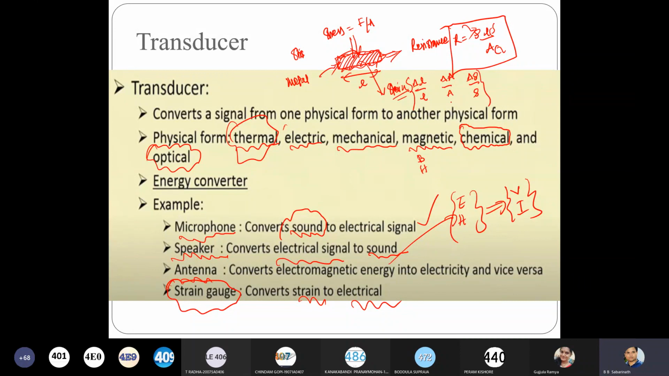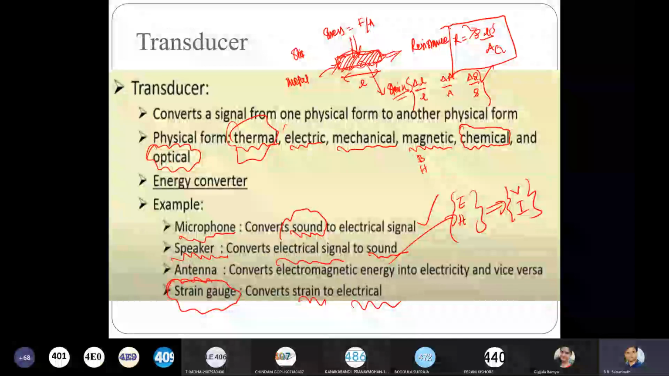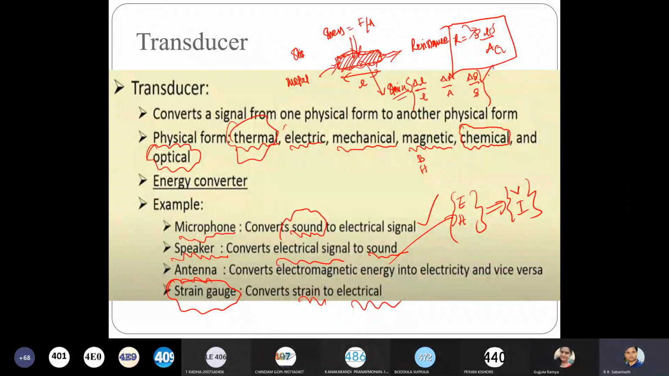Now what is happening? If I apply stress to the strain gauge, because of the stress, resistivity varies. We generally call this the piezoresistive effect. Area is varying, length is varying. Because all these parameters are varying, resistance is varying. So if I apply force to this material, resistance varies.